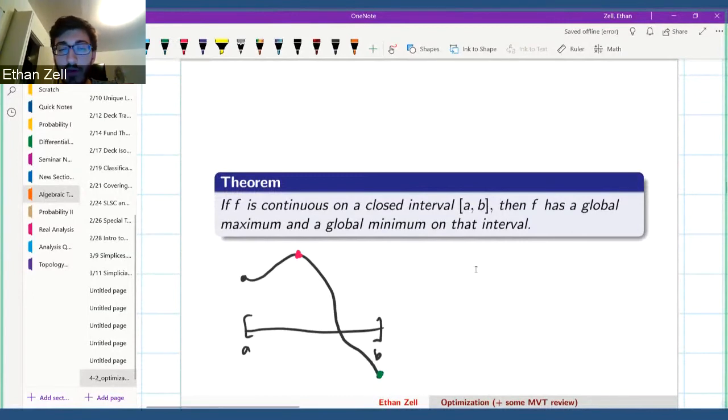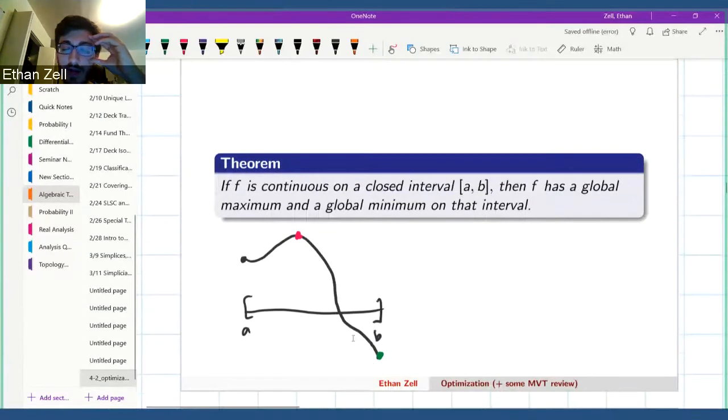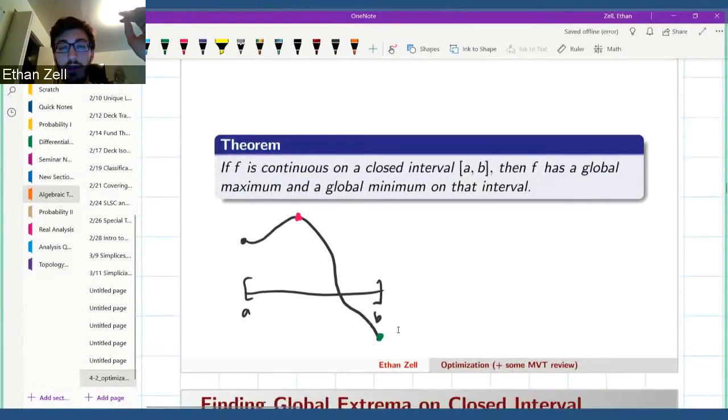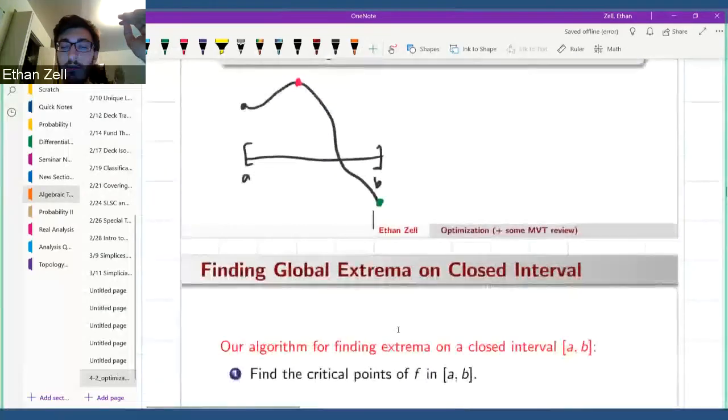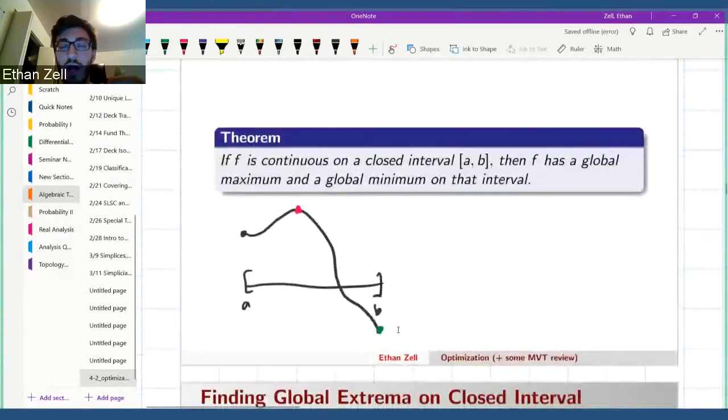The one thing I want to stress is that the extreme value theorem is slightly useless in the fact that it doesn't actually tell you where these global max and global min should be. In this diagram, they don't have to be at the endpoints. They could be in the middle of this interval or literally anywhere. They just say that they exist somewhere. So we need a more useful algorithm for actually finding these things, right?